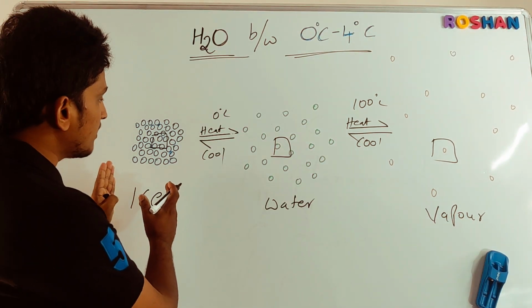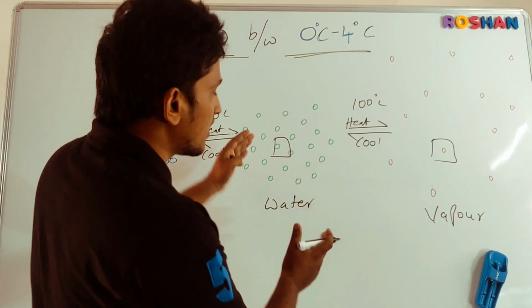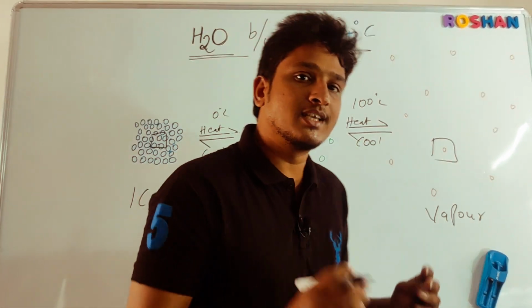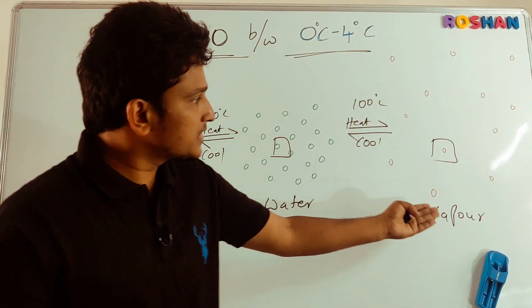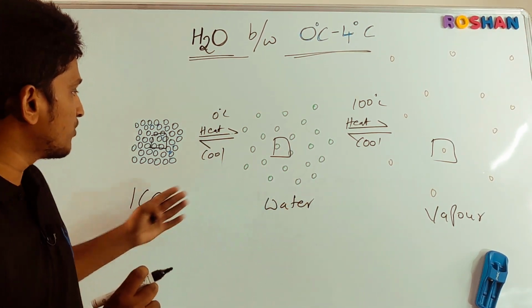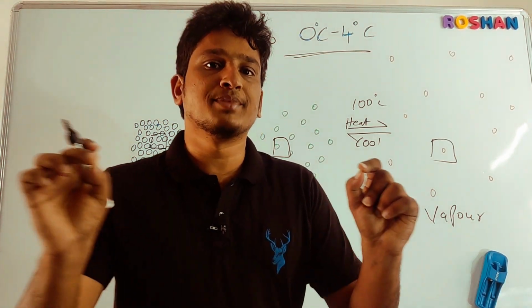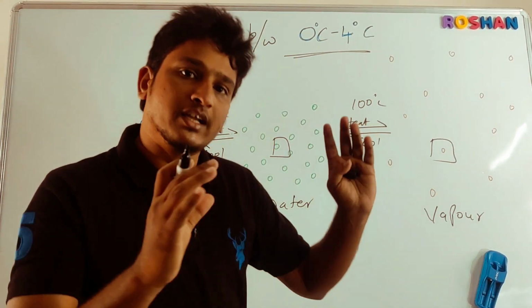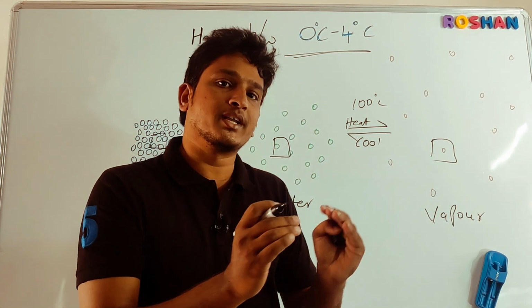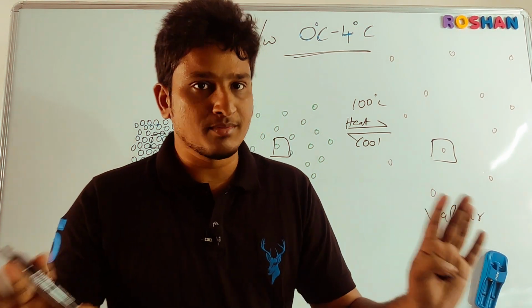When we change from ice to water, density decreases, and from water to vapor, density decreases even more. In the opposite process, vapor to water, density increases, and water to ice, density increases. Clearly, if we increase the temperature, density decreases. If we decrease the temperature, density increases. Clear? That is the normal behavior.